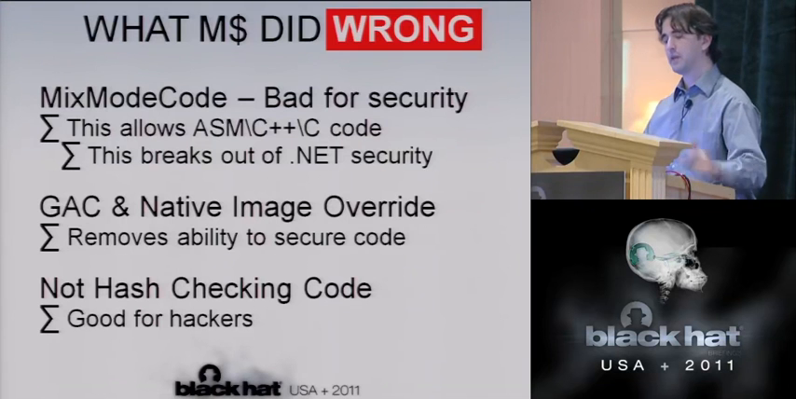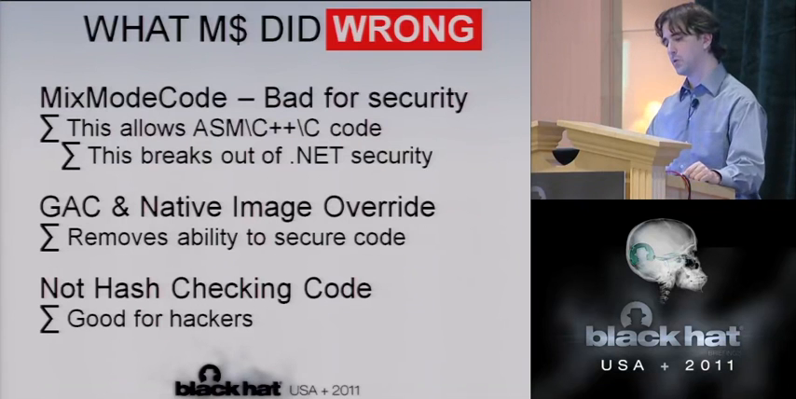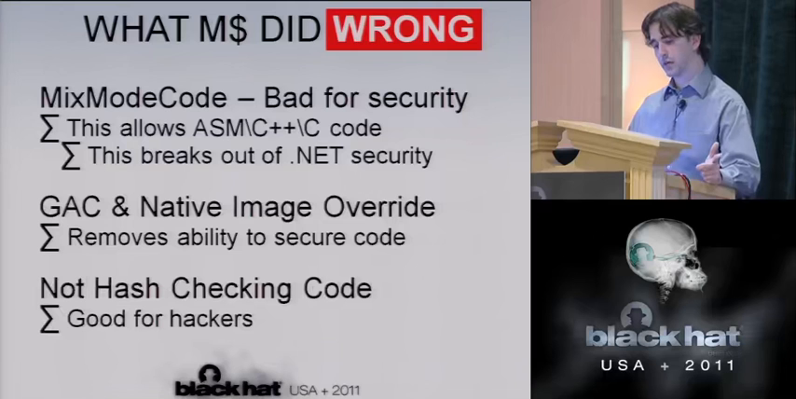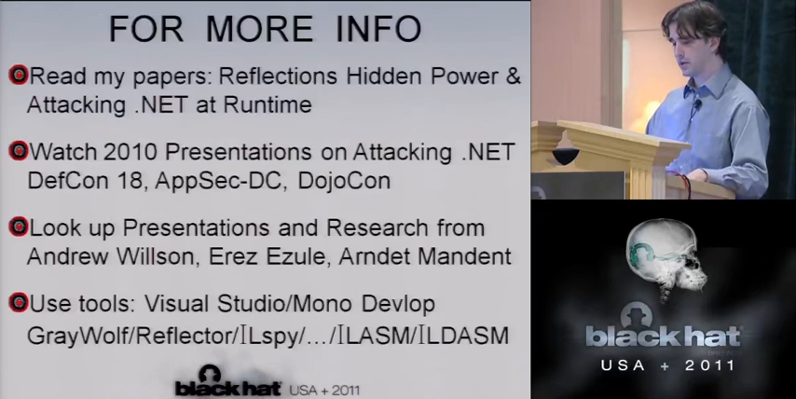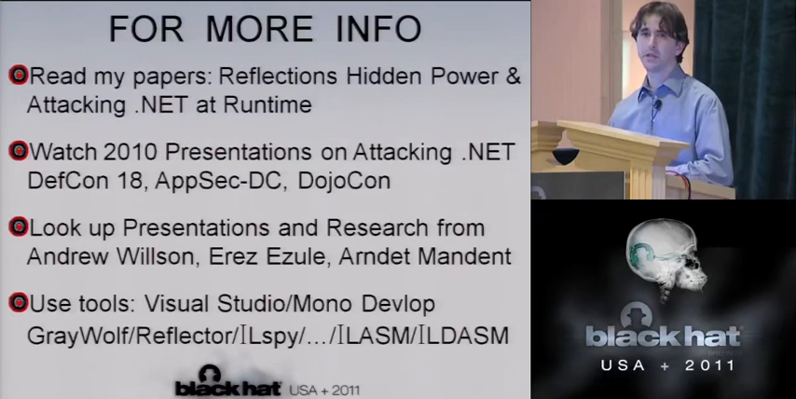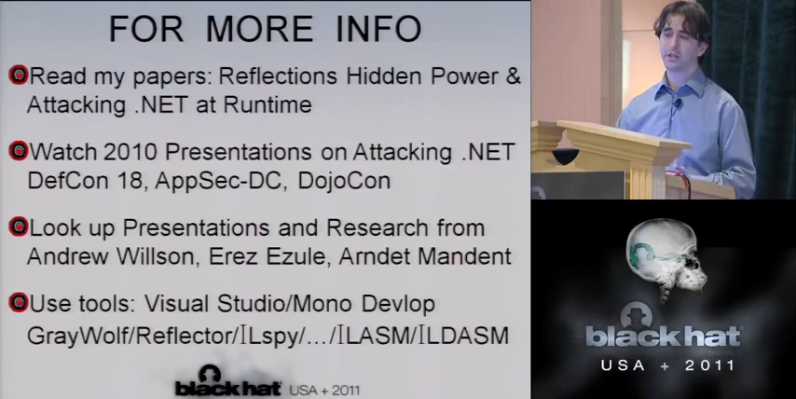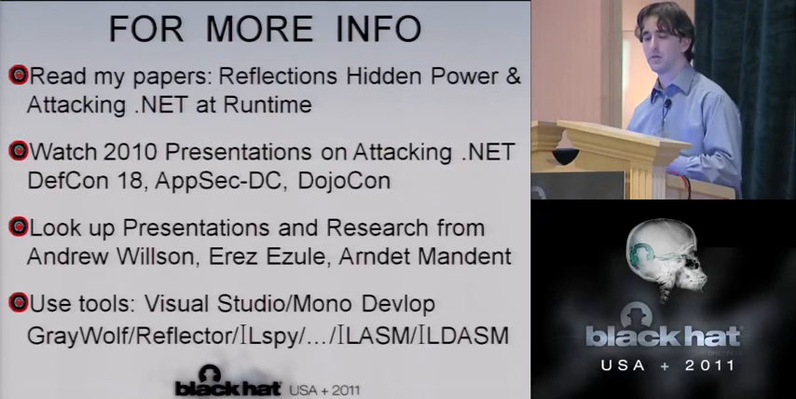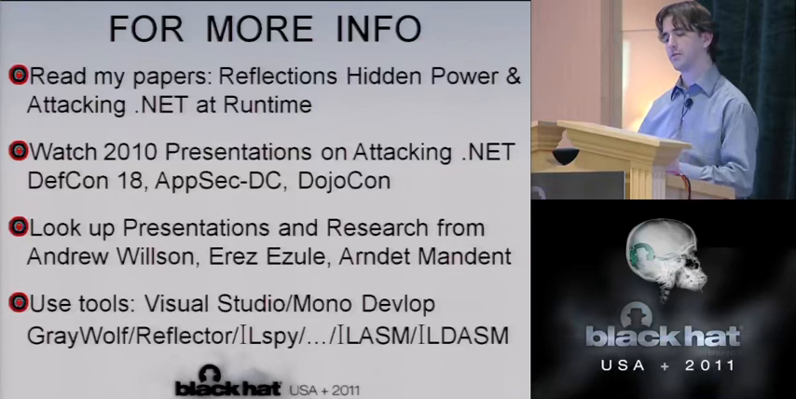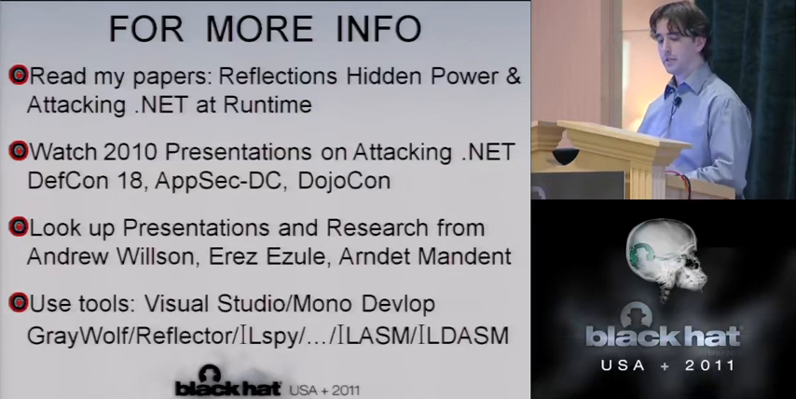The GAC and native image override, it's easy to fool people into thinking they're running valid code when they're not, and they're not doing their password validation that I noted earlier. If you want more information on the injection and attacking at runtime, I did some papers, Reflection's Hidden Power and Attacking the .NET Runtime. You can check out my other presentations, DojoCon, DEFCON, AppSec DC, and a number of others.